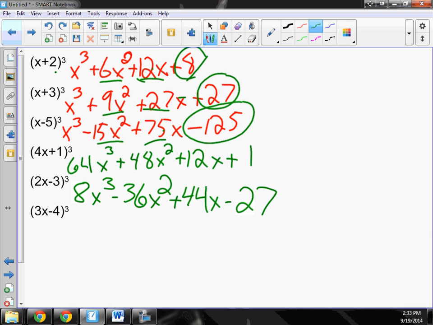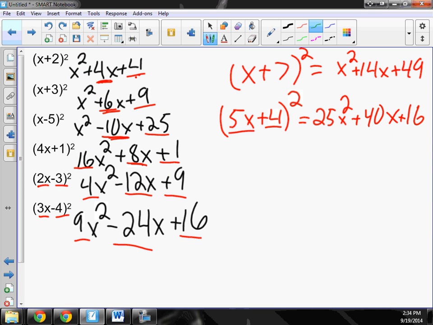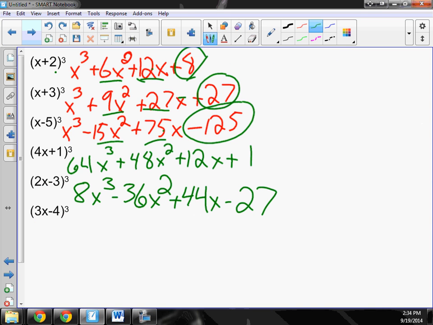Do you notice anything about the signs in general? If both of the terms in the binomial are positive, everything's positive. What if the second term is negative? Every other term will be negative. Yes. Every other term. Even if we go here, that's still true, right? Every other term is negative. So if you have x minus something, every other term is going to be negative. That'll be important today.